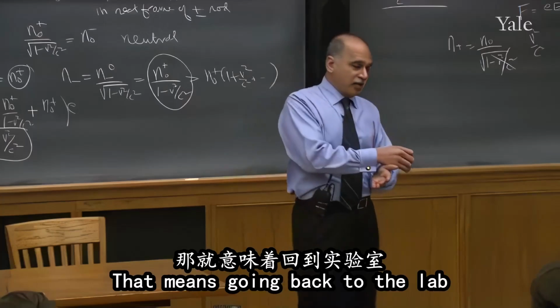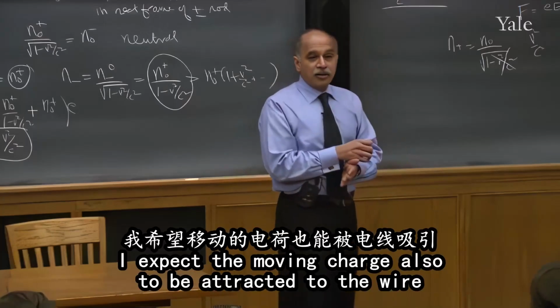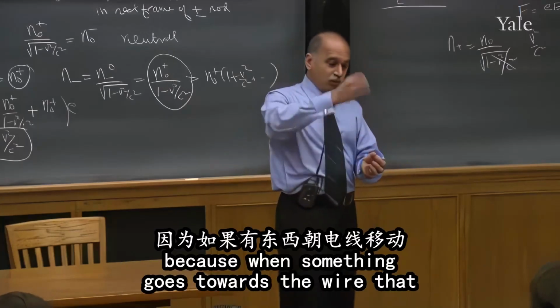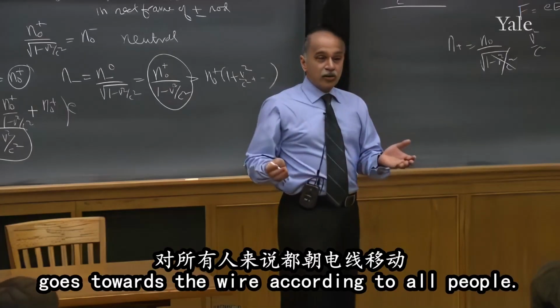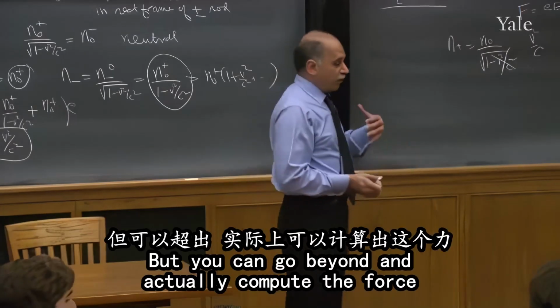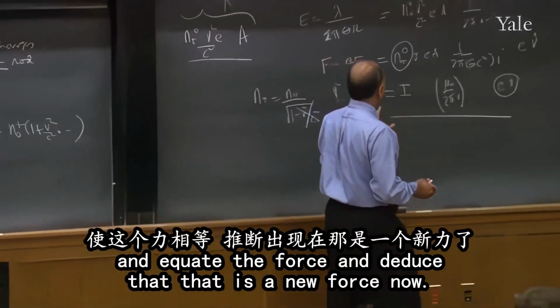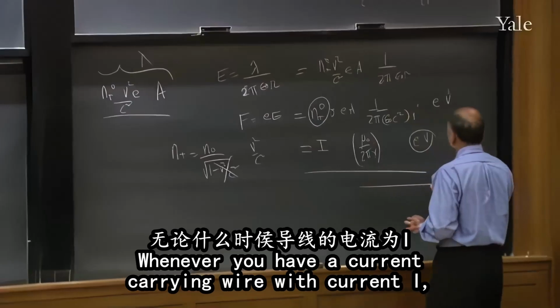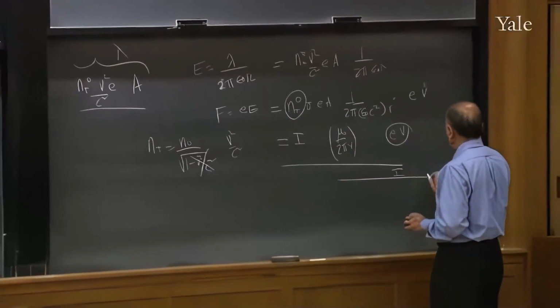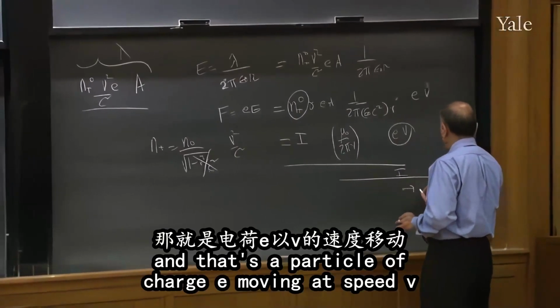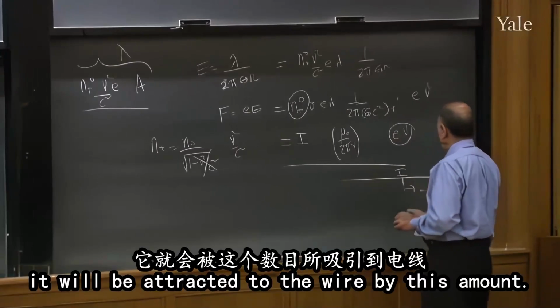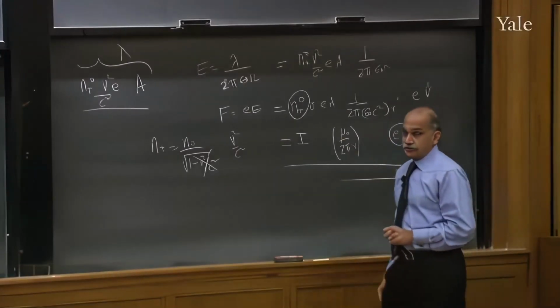That means going back to the lab, I expect the moving charge also to be attracted to the wire, because when something goes towards the wire, that goes towards the wire according to all people. But you can go beyond and actually compute the force and equate the force and deduce that there is a new force now. Whenever you have a current carrying wire with current I, and a particle of charge e moving at speed v, it will be attracted to the wire by this amount.